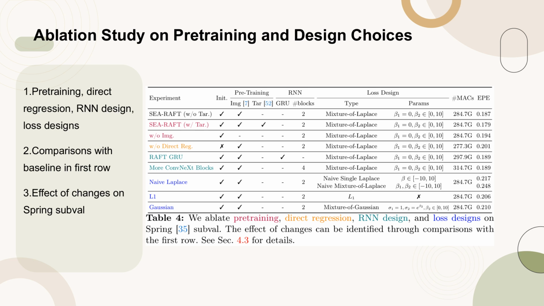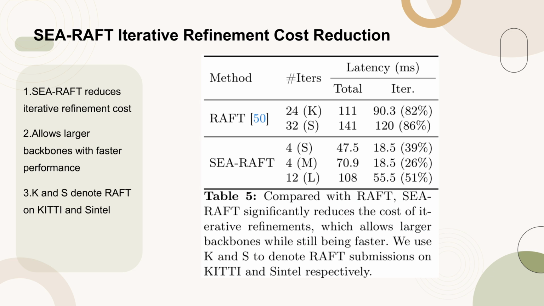Table 5 highlights the efficiency improvements of SEA-RAFT over RAFT in terms of iterative refinement costs. It demonstrates that SEA-RAFT not only significantly reduces these costs, but also enables the use of larger backbones without compromising speed. The table uses K and S to represent RAFT's performance on the KITTI and Spring datasets, respectively, showing that SEA-RAFT maintains or improves upon these benchmarks while being more cost-effective.